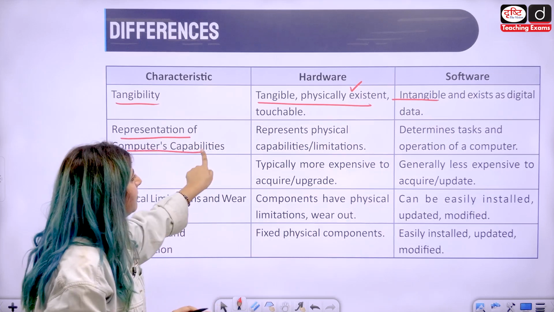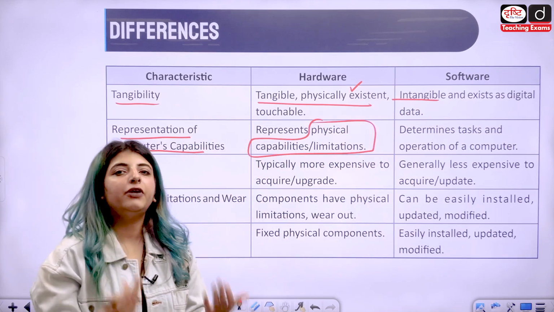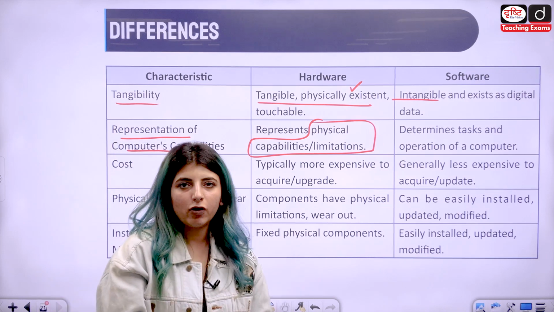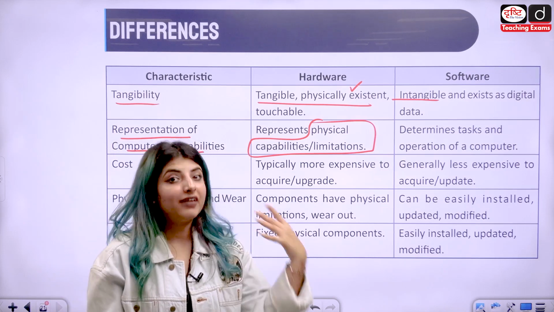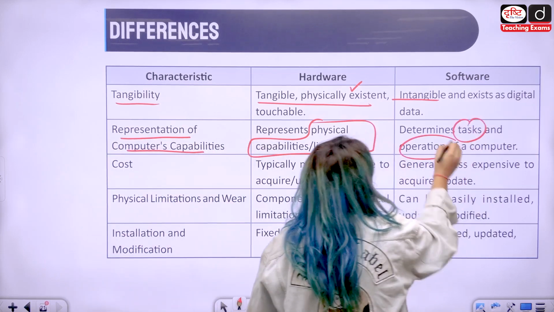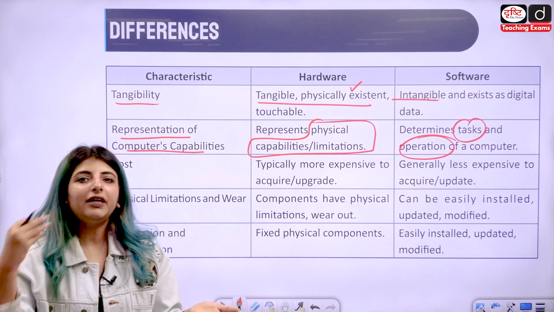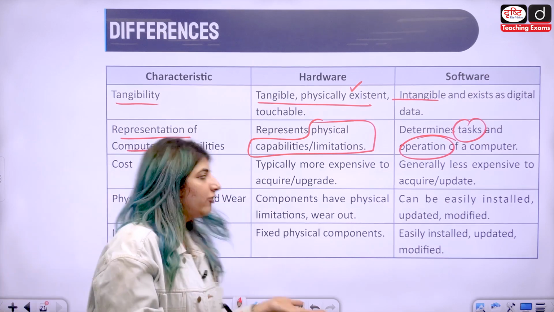Representation of computer's capabilities. Physical capabilities दिखाता है, printer के साथ we can print documents, but how will we be printing documents? We need to install the drivers in the computer system, right? So the tasks and operations which will be performed by the printer from the computer would be taken care of by the software application, correct?